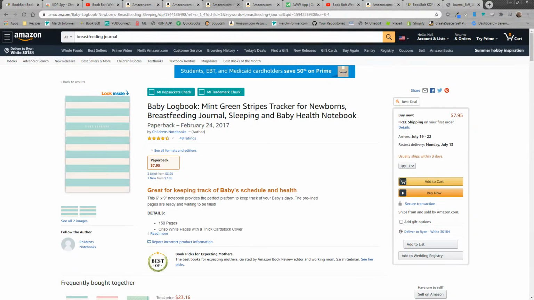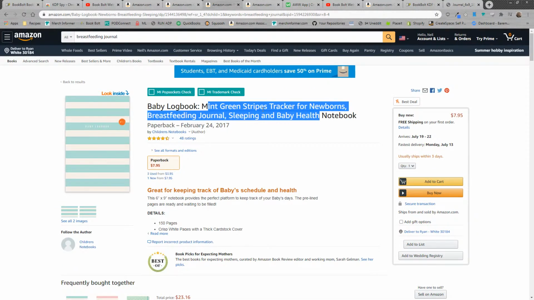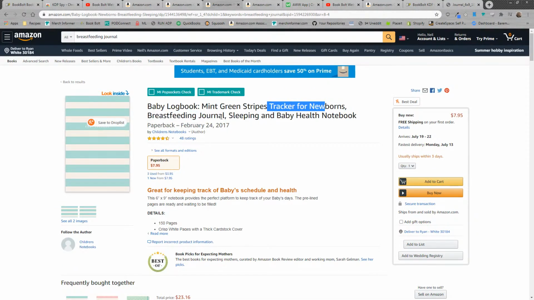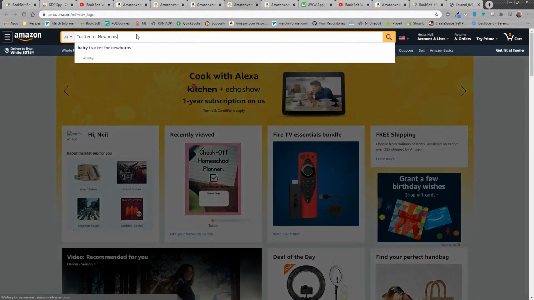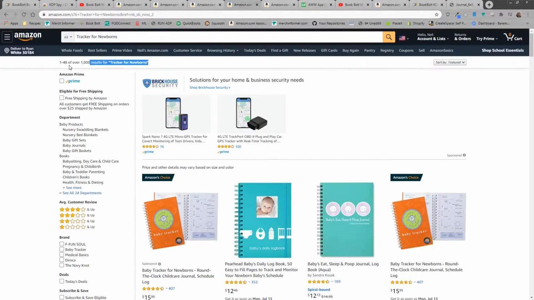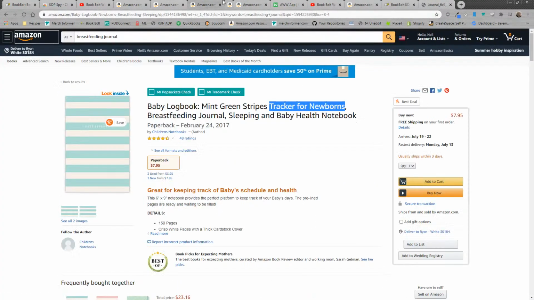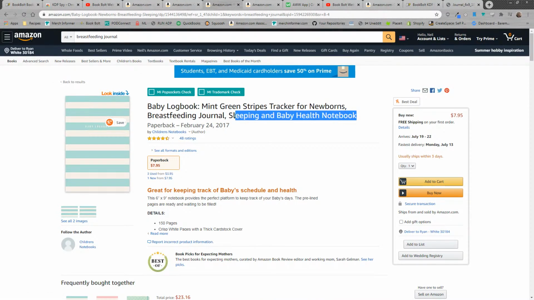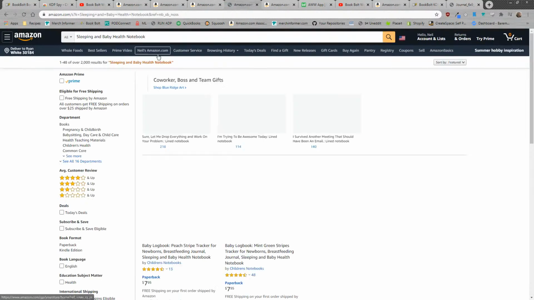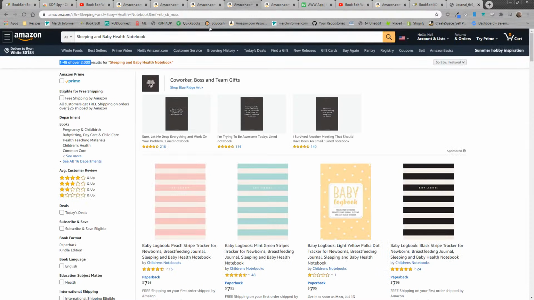Okay, baby notebook, mint green stripes, yada yada. Tracker for newborns, breastfeeding journal. So these are keywords that you can actually jump into. If I took this and opened up another Amazon window, tracker for newborns, over 1,000 results. You'd want to niche that down a little bit. Sleeping and baby health notebook. There's another long tail. Let's just look at that one real quick. Over 2,000 results. So they're getting more and more.